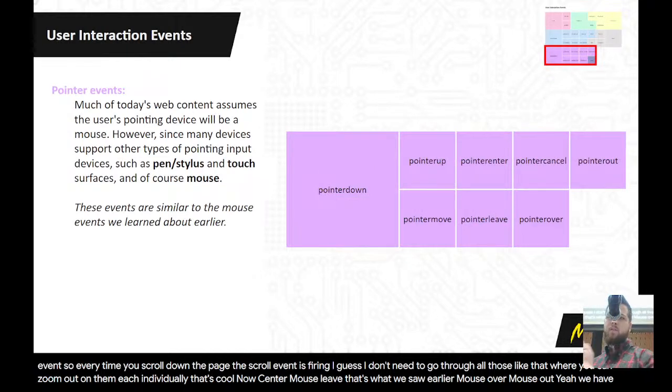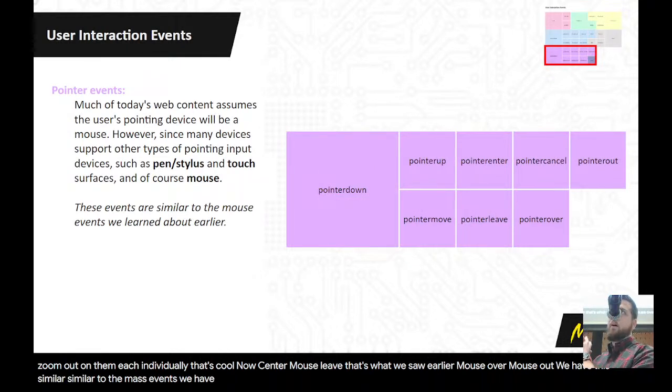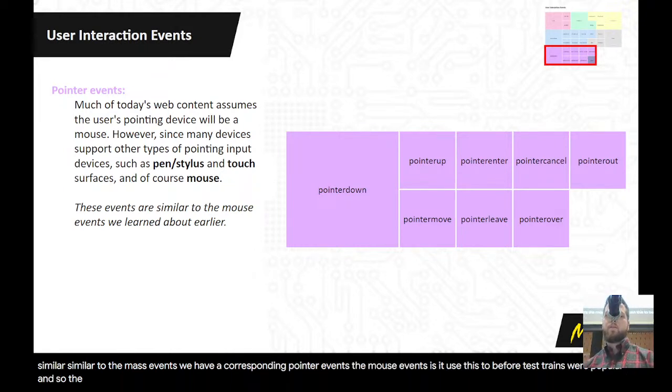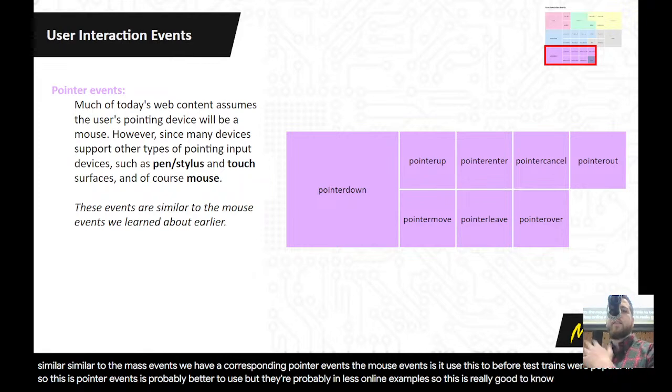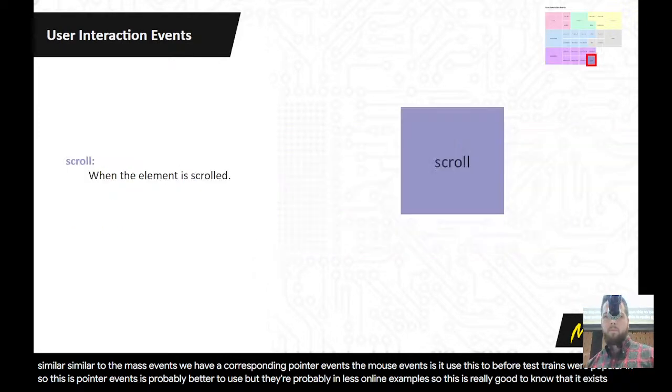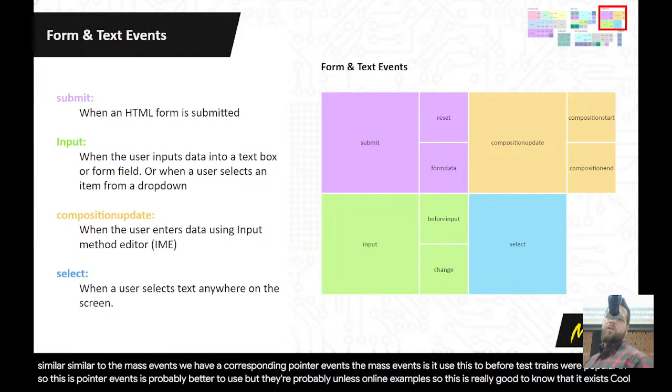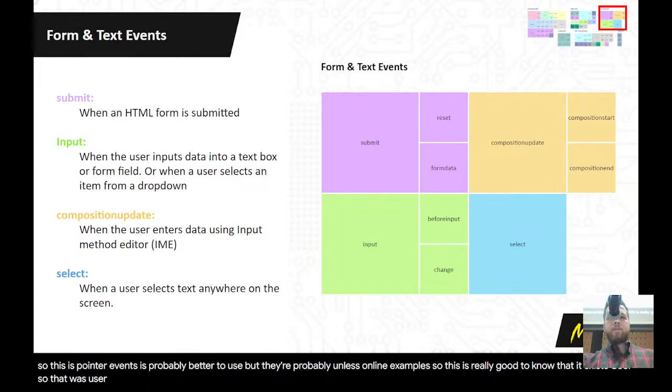Similar to the mouse events, we have corresponding pointer events. The mouse events existed before touchscreens were popular, and so pointer events are probably better to use, but they're probably in fewer online examples. So it's really good to know that they exist. Cool. So that was user interaction events.